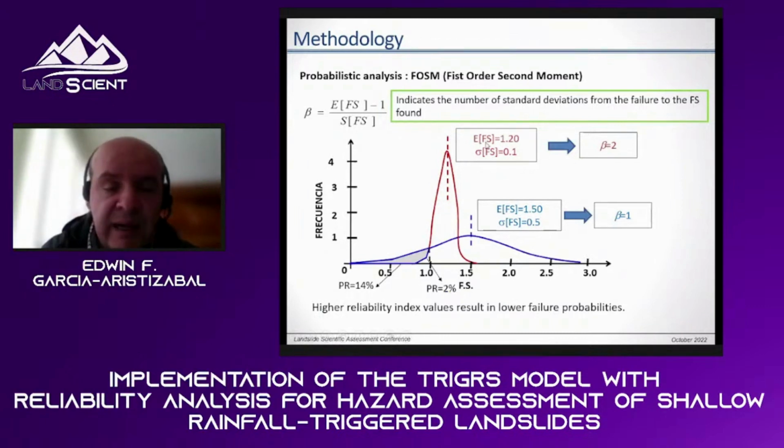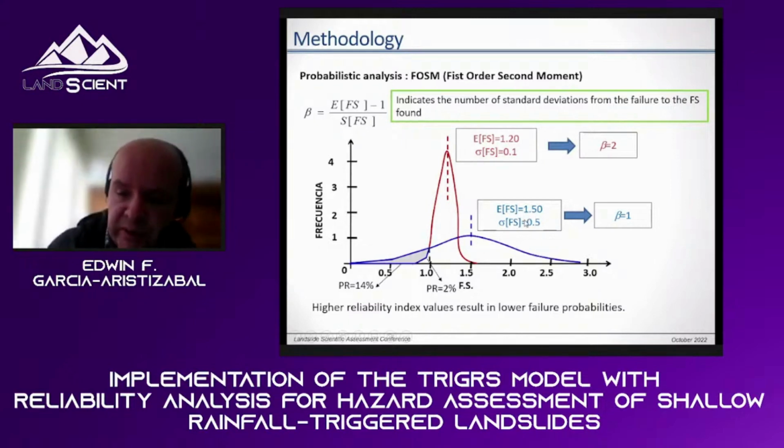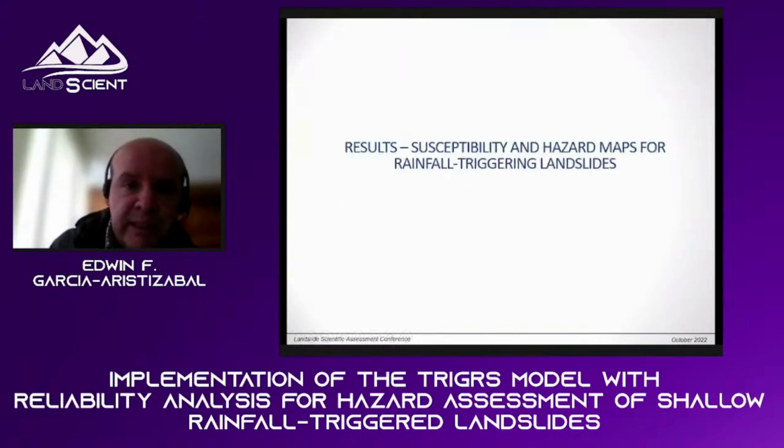In that sense, I have here a standard deviation. If the standard deviation is larger, it means that the reliability index is lower. Then we expect that higher reliability index values result in lower failure probabilities. This is a way to account for uncertainty in the parameters, and the results, as you are going to see later, are much better for obtaining susceptibility maps.